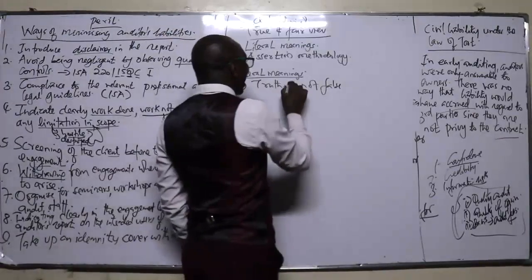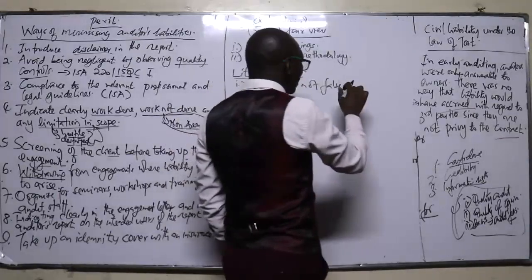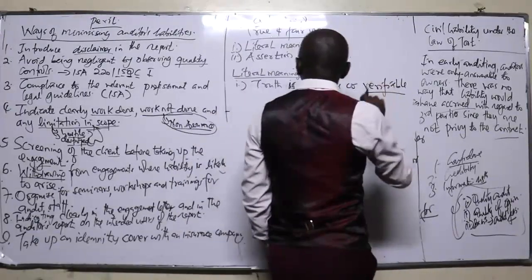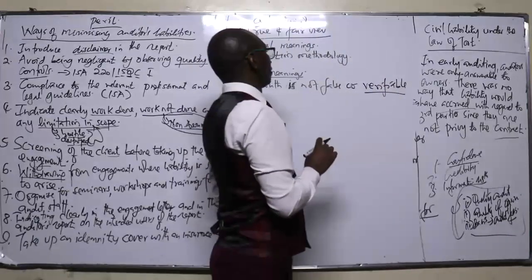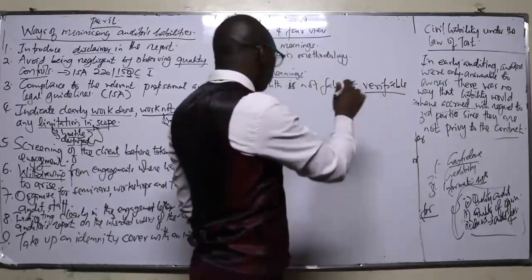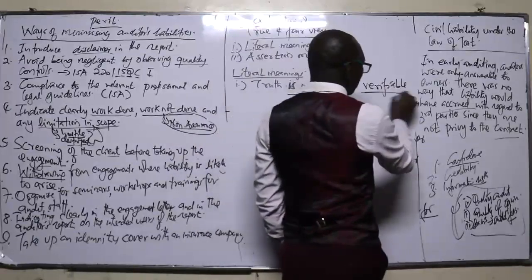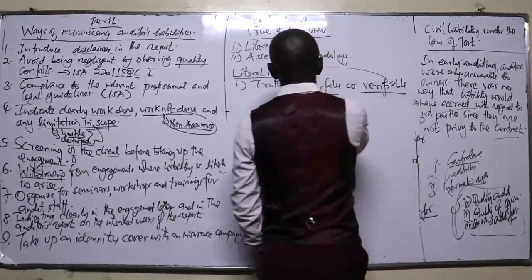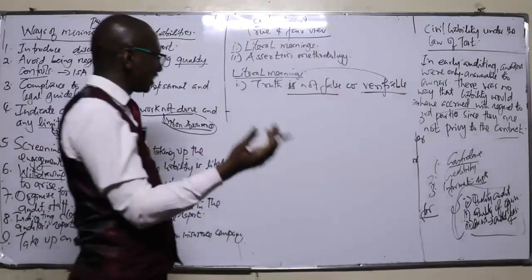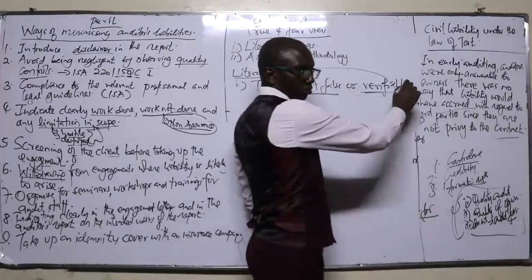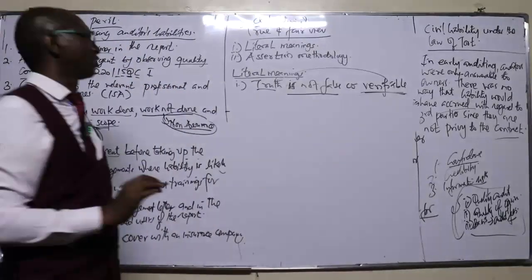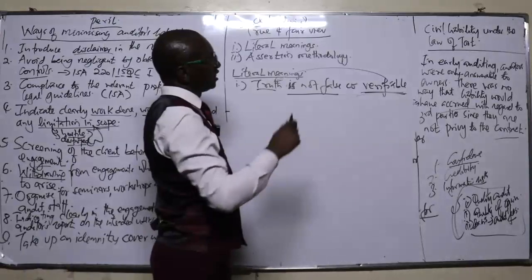So truth is not false or verifiable. I hope you're not confused. Truth is not false; it's something verifiable. It's not false, or it is something which is verifiable. If it's verifiable, then it's the truth. For instance, if you said you've paid some fees and you're able to produce a receipt, that's the truth because it's verifiable. So truth is verifiable. Truth is not false. If it's not false, then it is very clear.